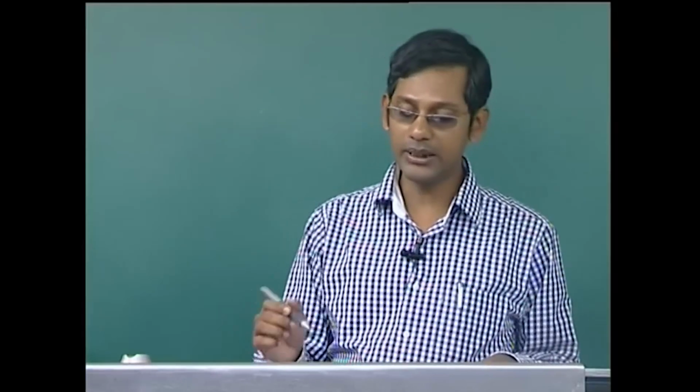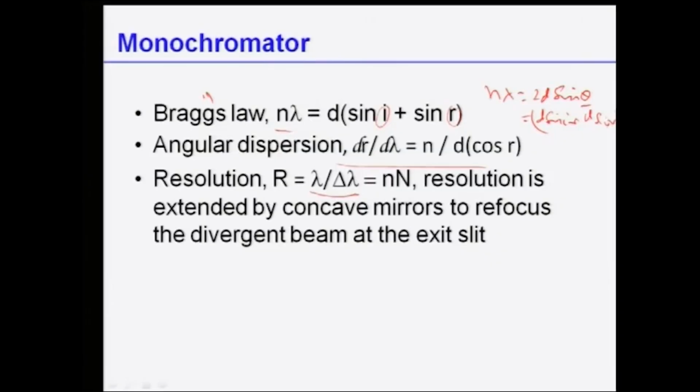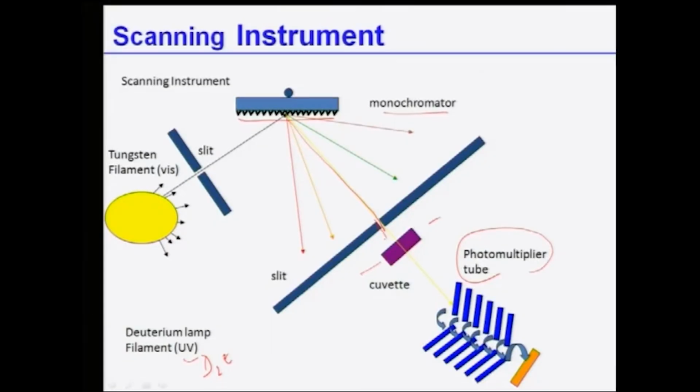And resolution is given by lambda by delta lambda, and it can be extended by concave mirrors in these monochromators. This is what is done here. You have these crystals sitting there, reflecting the light in different directions. So if you scan it, only a fixed wavelength will pass through this slit.